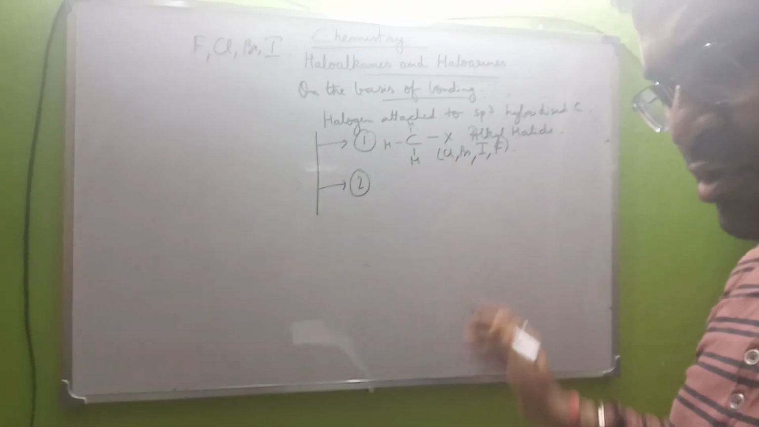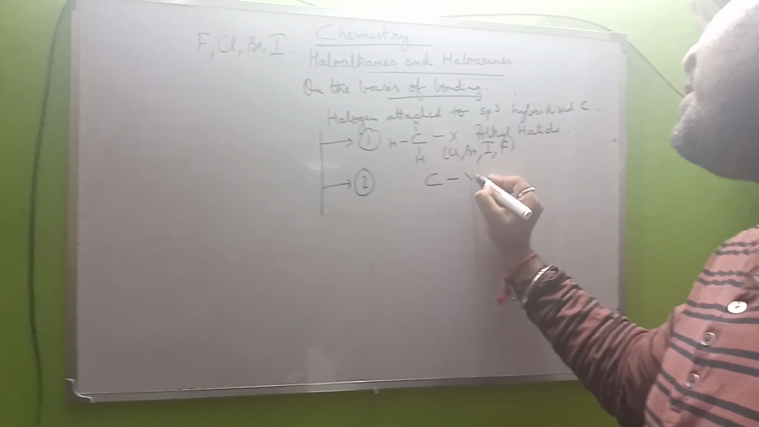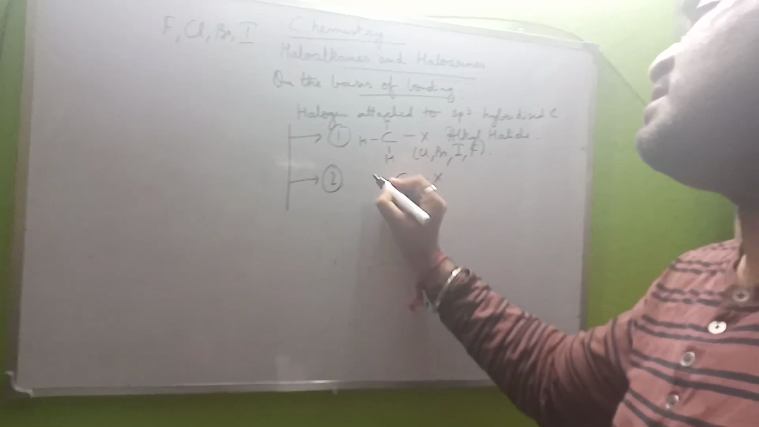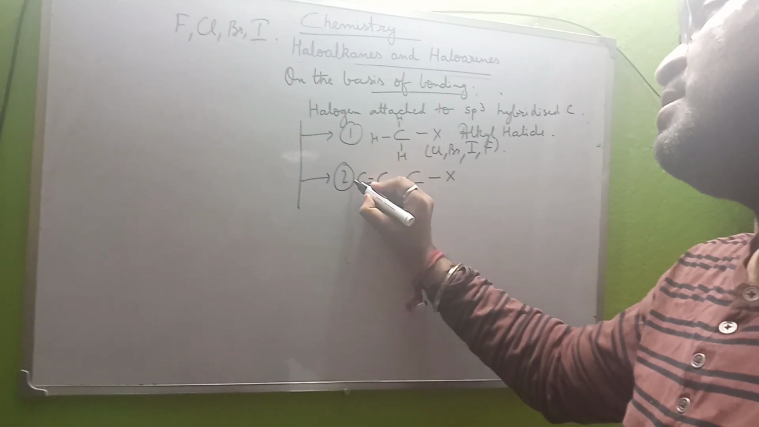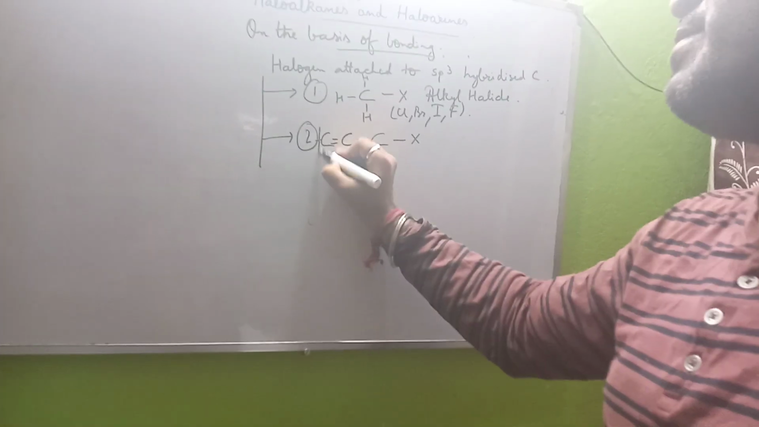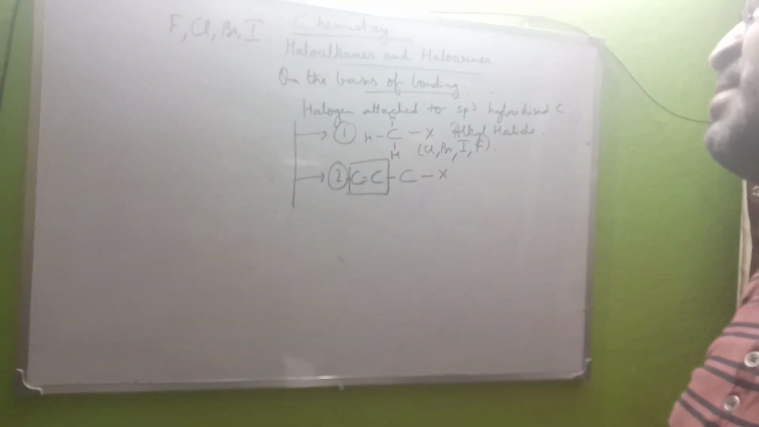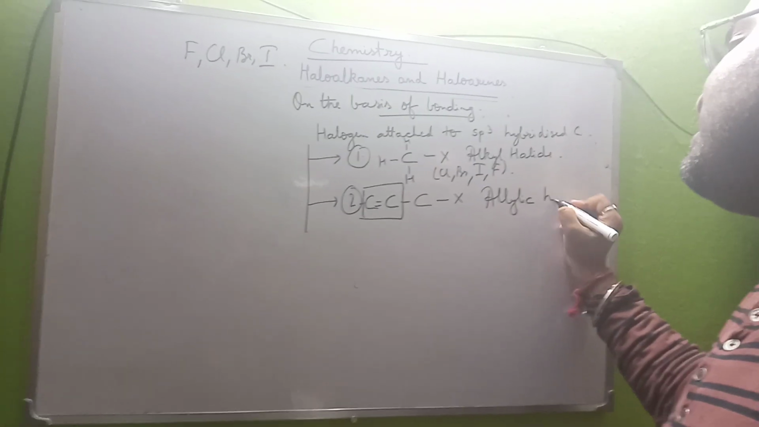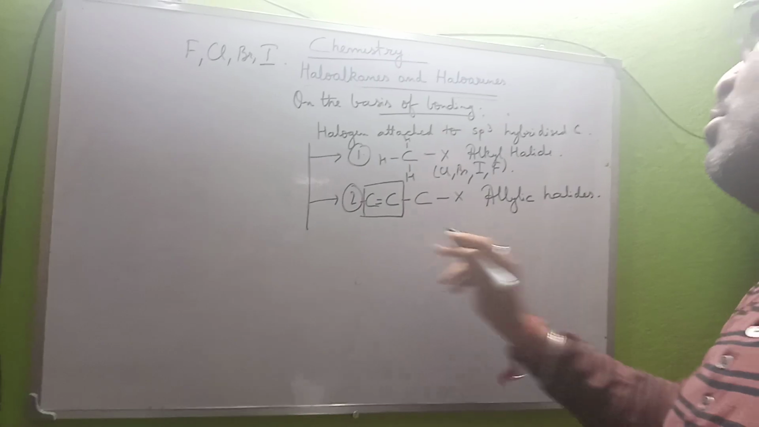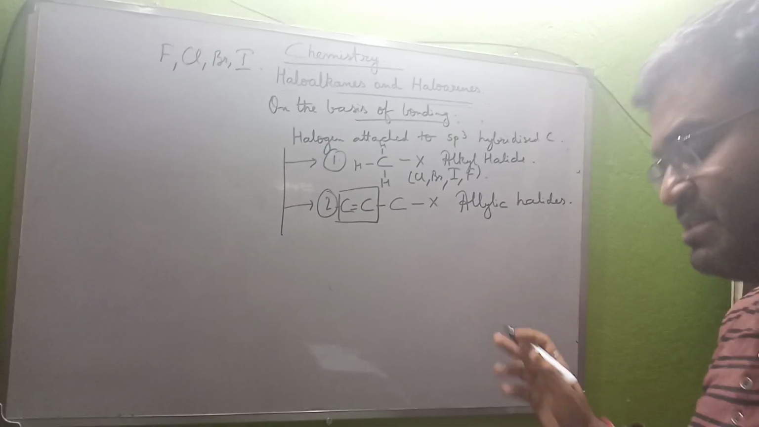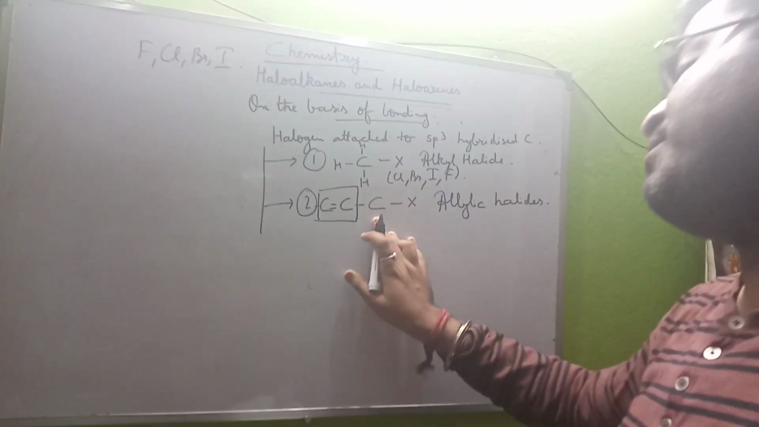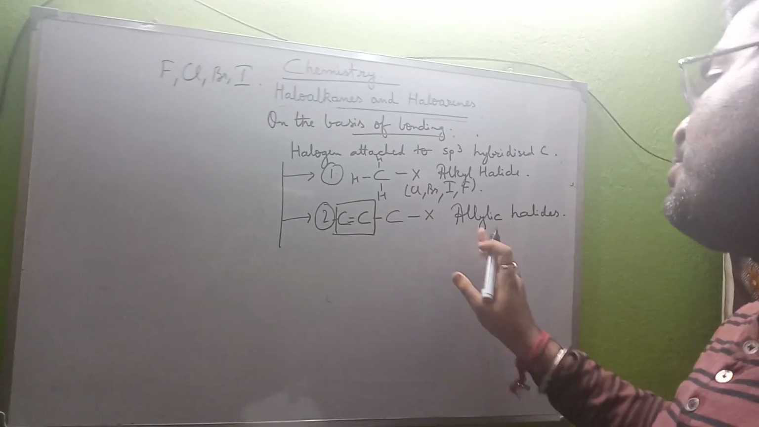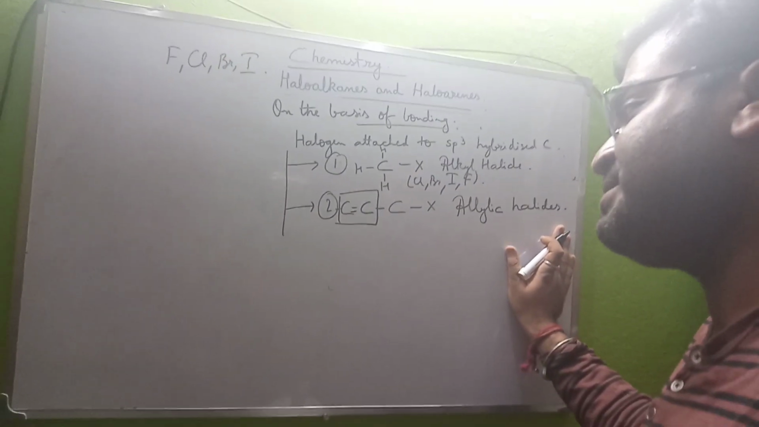Number 2, a carbon which has a halogen attached to it, and next to this carbon there is a carbon which is double bonded, like these two carbons over here, we call this allylic halides. Remember, we call this allylic halide when a carbon is sp3, but next to it the carbon is having a double bond.